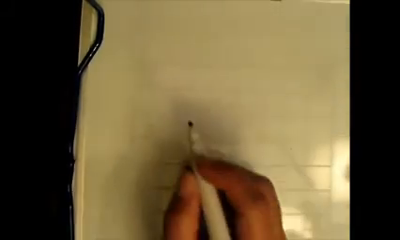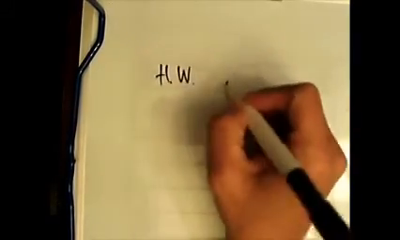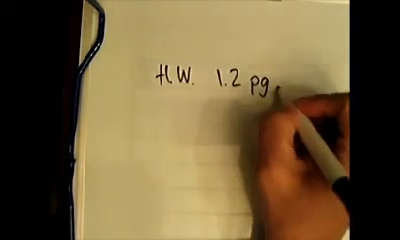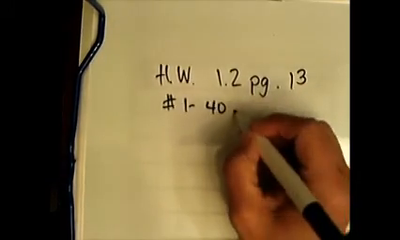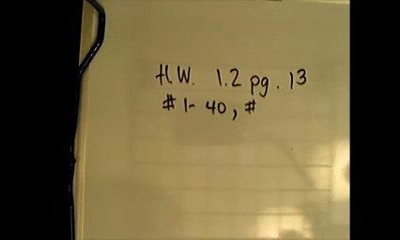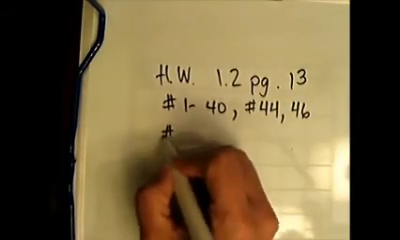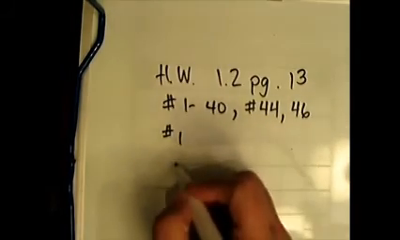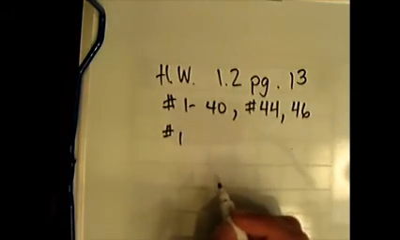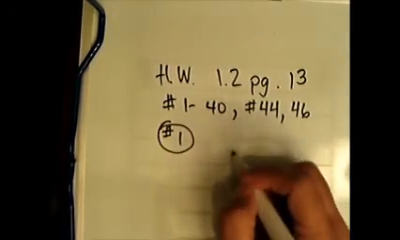Alright, your homework for 1.2 is on page 13. Your homework is going to be number 1 through 40, and number 44 and 46. I will do the even numbers for you, and you can go back and do the odd. When I do the even numbers, skip a space, do number 2, and I'll do 1, 3, 5, etc. So number 1, let's get started.